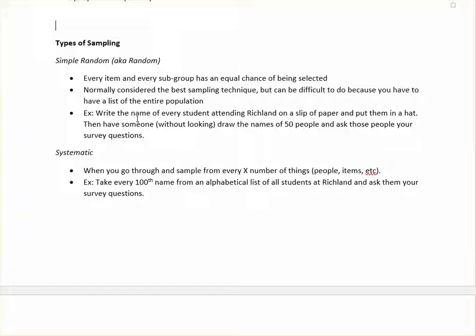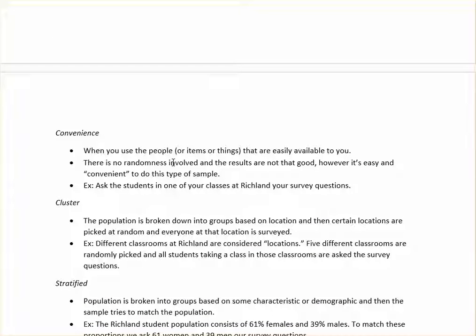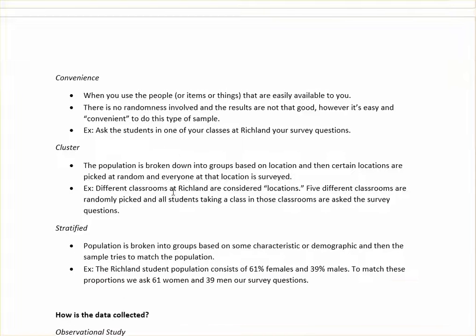So see how these were randomizing who gets asked to try to make it more generalizable, because the more random it is, the more likely the results are to generalize to the larger population. Where for the convenience, there's no randomness. So no real generalization because it's not really random. We're just picking whoever happens to be convenient.